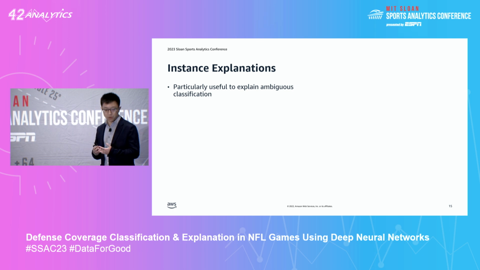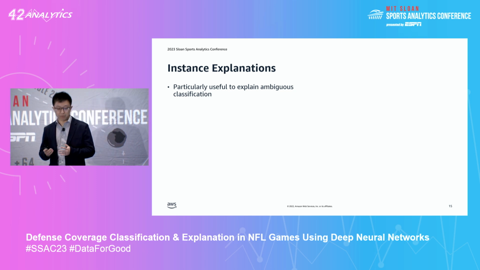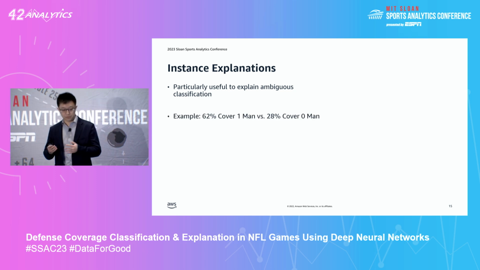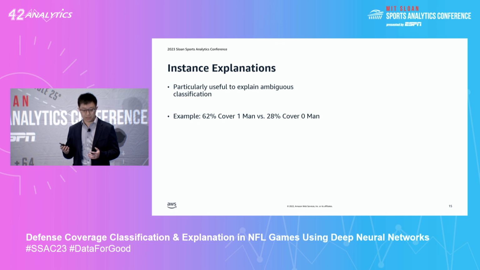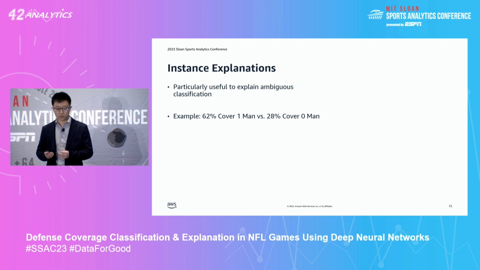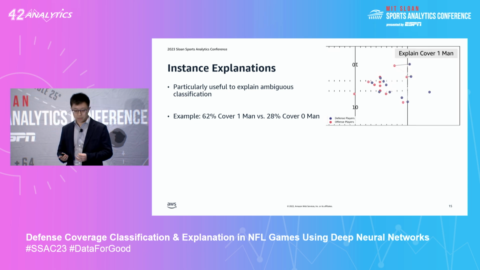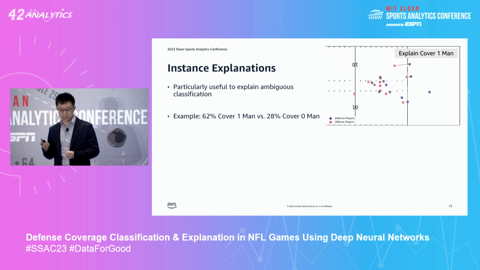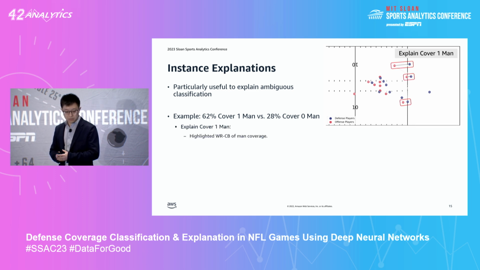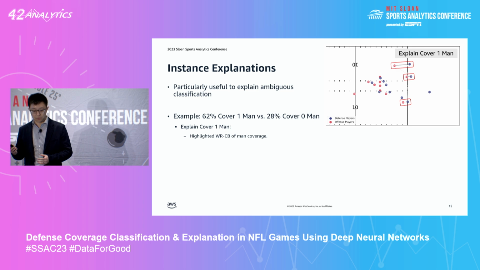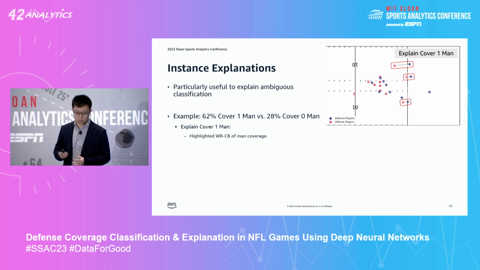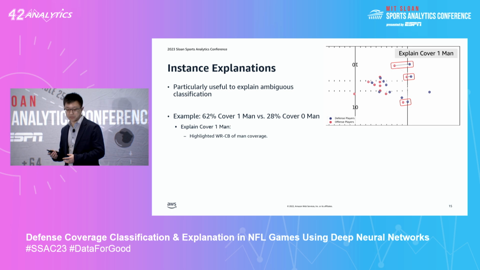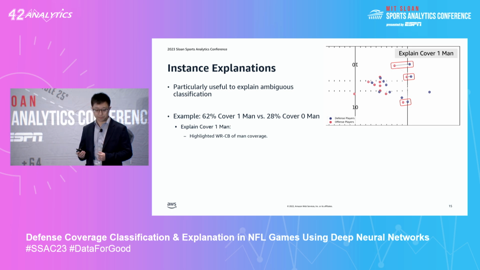So I will show one example of the instance explanation results. It's quite useful to explain the ambiguous classes. For example, for a specific play, the model returns 62% of cover 1 man and 28% of cover 0 man. We first utilize the instance explanation to let the model explain the cover 1 man classification. As shown in this snapshot of the play, the important signal discovered by the model is on the interaction between the wide receiver and the cornerback. So this is a clear indicator of the man coverage.